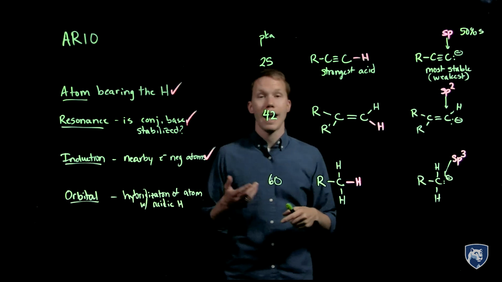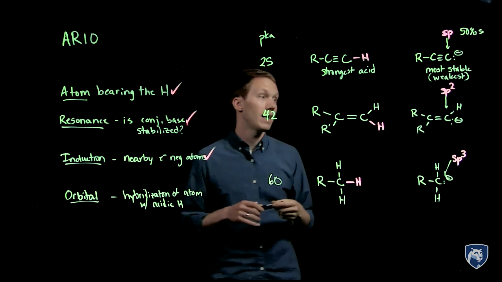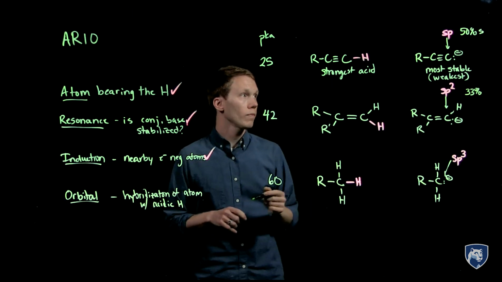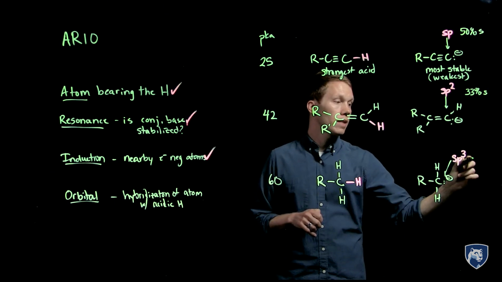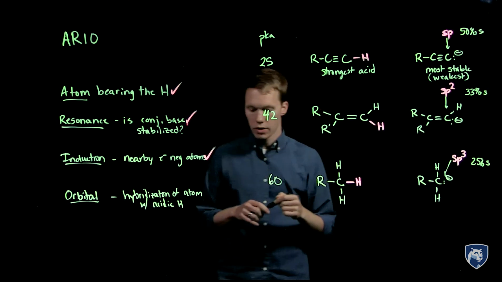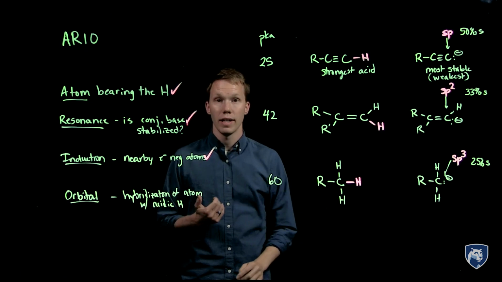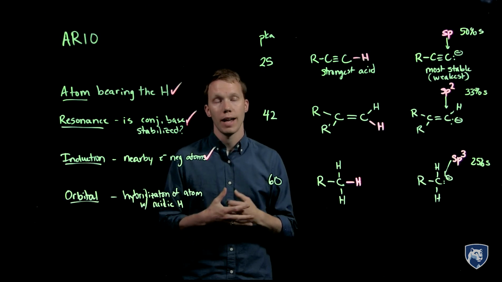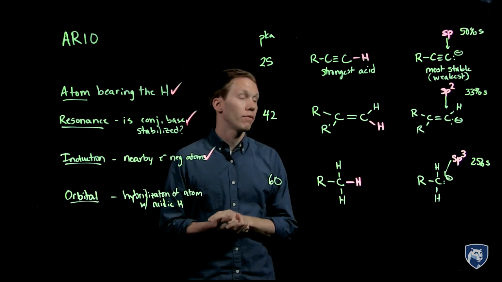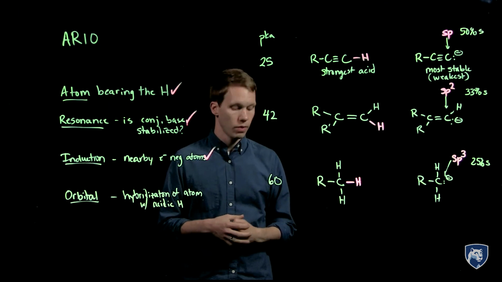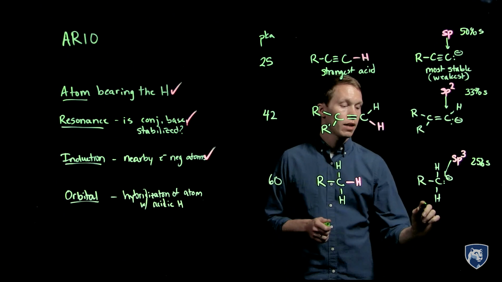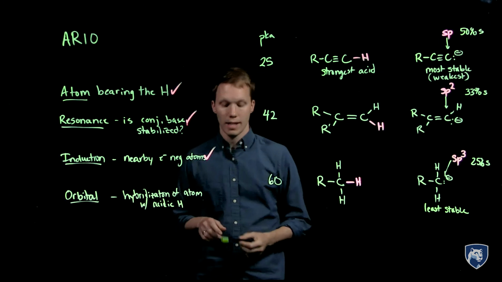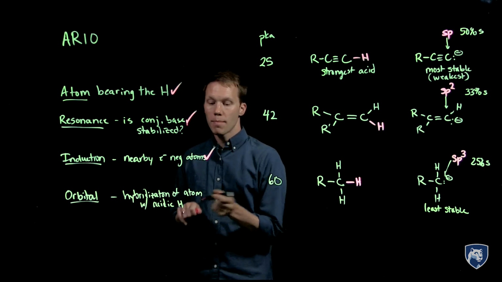Then in the sp2, we have 1 part s and 2 parts p, so that is 33% s character. And in our sp3, this is 25% s character. So the less and less s character there is, the less and less electronegative that orbital becomes, that hybridized atom becomes. And the farther those electrons are from the nucleus, the less stable it is, okay? So connecting the stability to basicity and acidity. So that wraps up our ARIO rules.